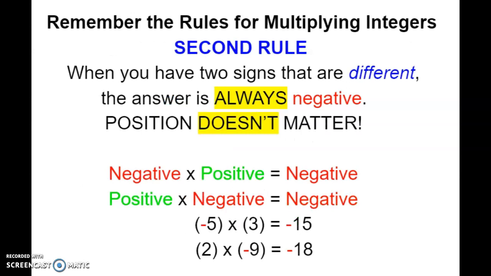The second rule for multiplying integers is that when you have 2 signs that are different, the answer is always negative. We talked about how position didn't really matter. A negative times a positive gave you a negative, and a positive times a negative gave you a negative. In the first example, -5 times 3 gives you -15. A negative times a positive gives you a negative. In our second example, the positions are switched. +2 times -9 gives you -18. A positive times a negative is equal to a negative.